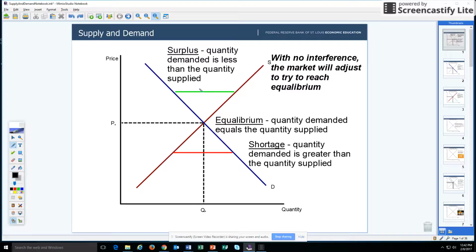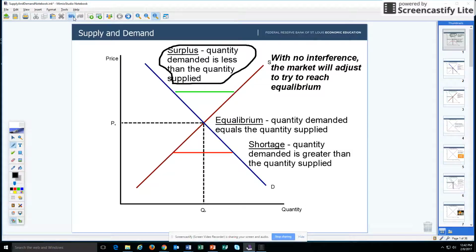Let's go over the supply and demand graphs. There are 3 vocabulary terms that I want you to know for the supply and demand graphs. First one is surplus. That's this green line right here. Surplus: quantity demanded is less than the quantity supplied.